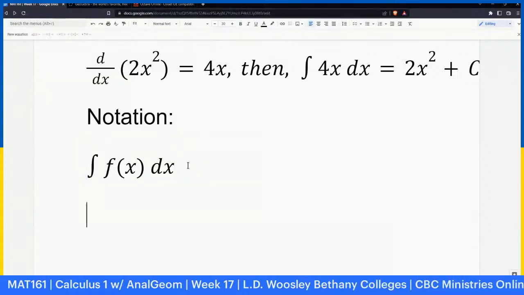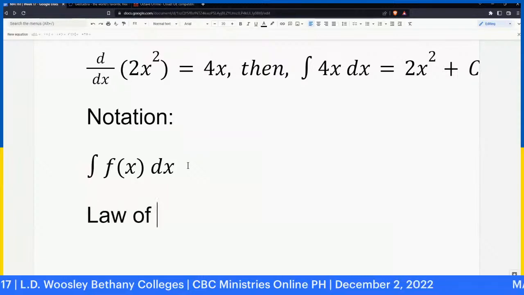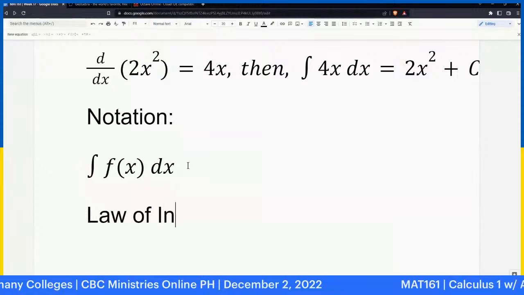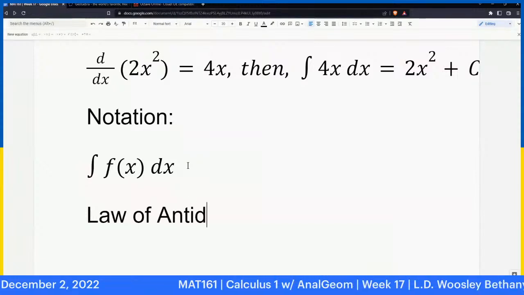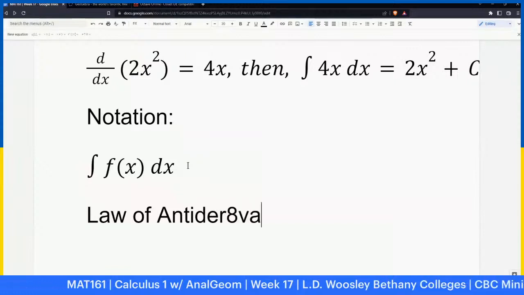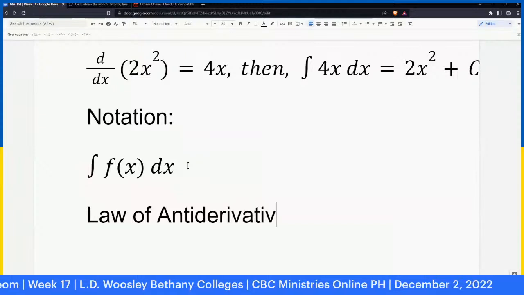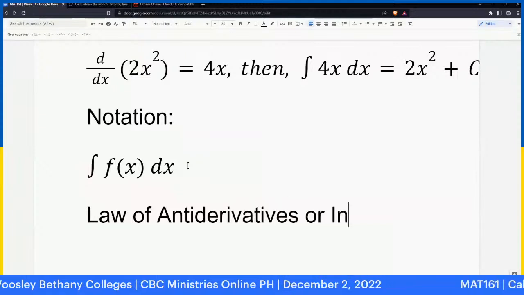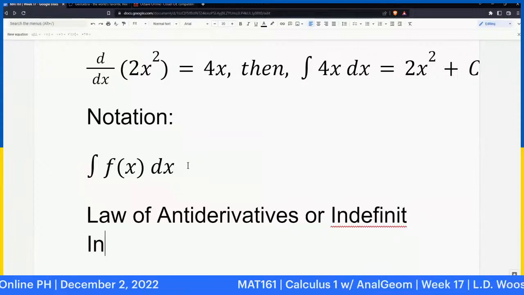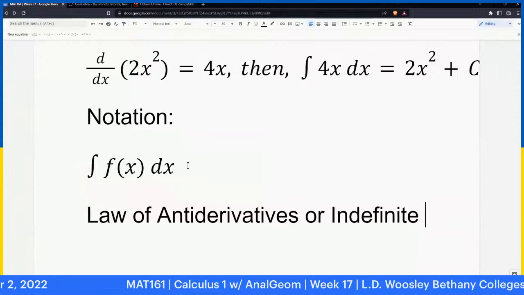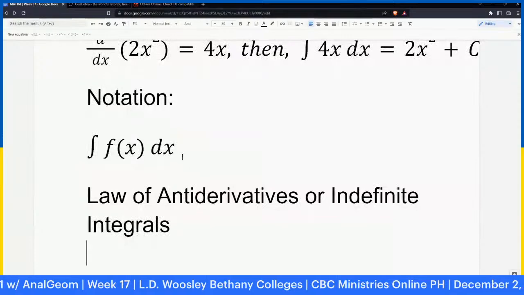Okay, let's have the laws of antiderivative or indefinite integral. Indefinite to. Or either you call it antiderivative, kasi parang negative yung dating ng antiderivative, or indefinite integrals. Okay, so here's our familiar rule.